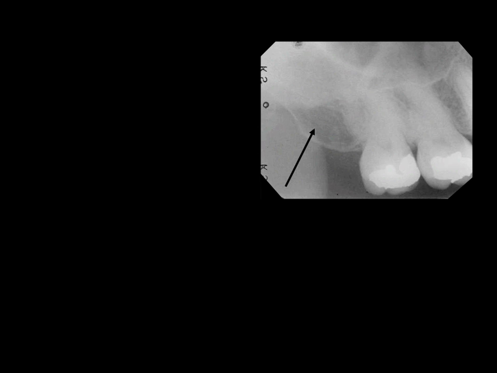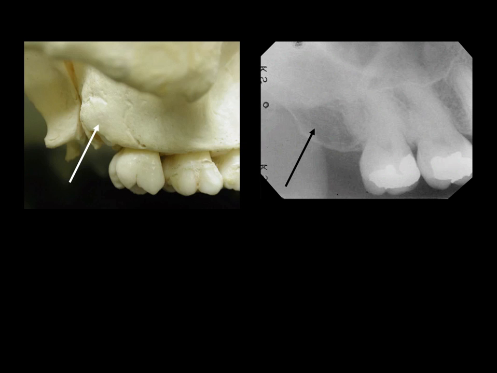Returning to the posterior maxilla, the arrow here is pointing at the bone distal to the last standing molar. This is, of course, the maxillary tuberosity.